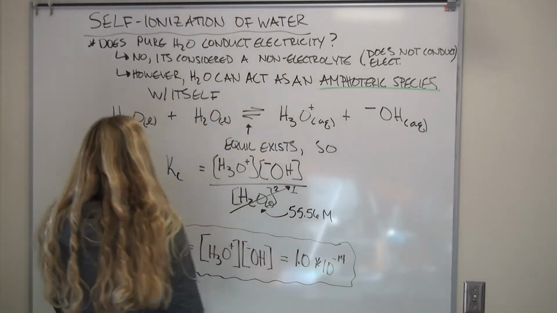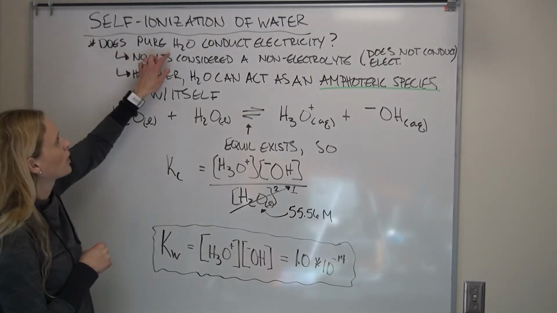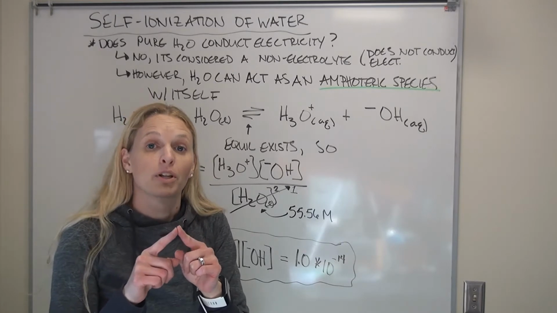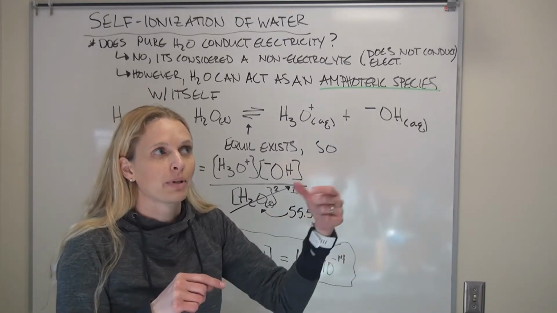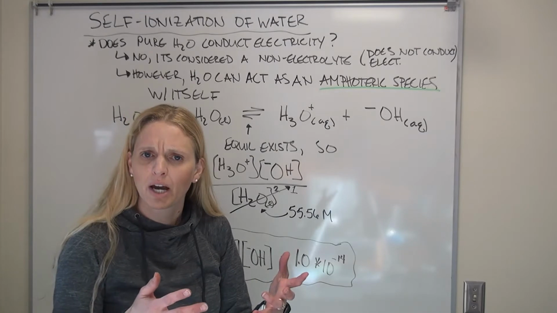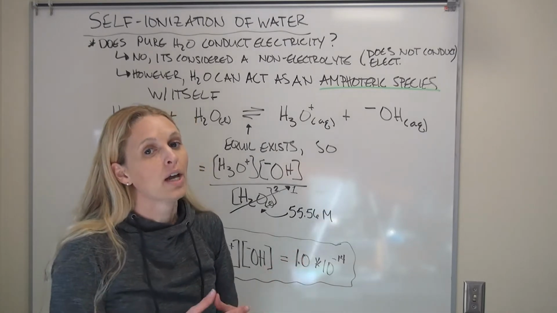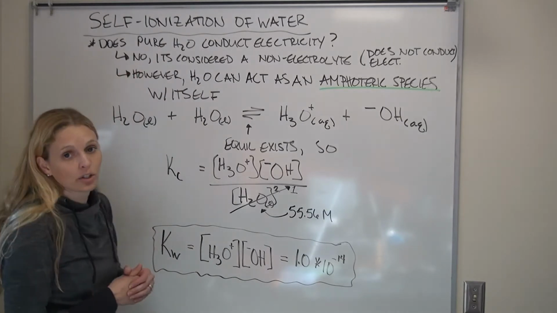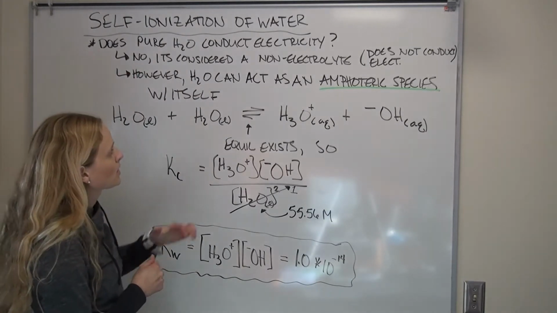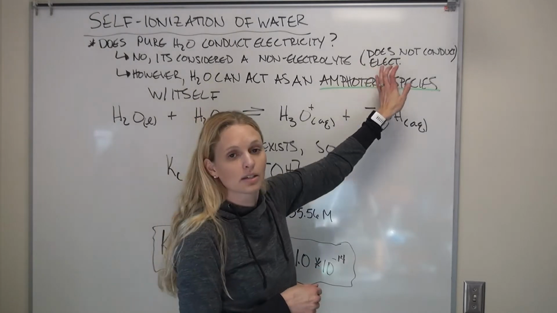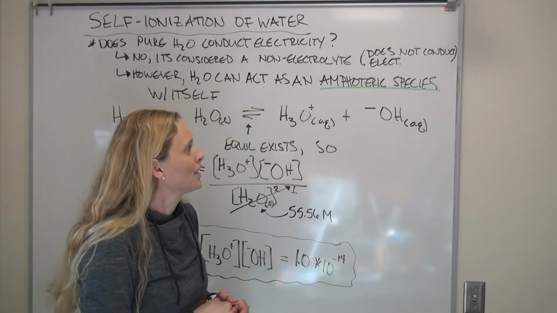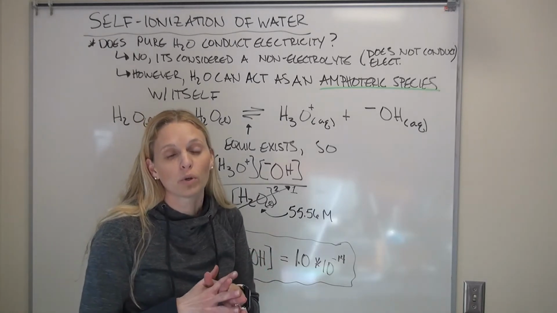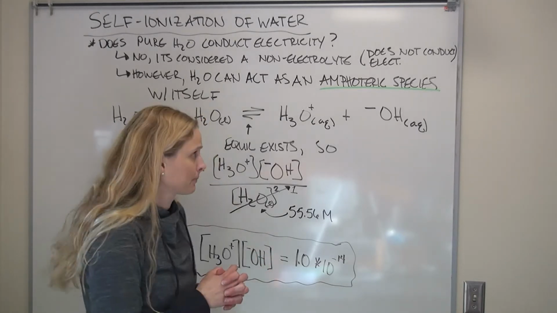One question we think about is, does pure water conduct electricity? If water molecules can react with each other and form H3O plus and OH minus ions, then they're forming ions in solution. So why doesn't water conduct electricity? It does not conduct electricity. It's considered a non-electrolyte, which means it doesn't conduct electricity. Even though it forms ions, it's a very weak electrolyte.